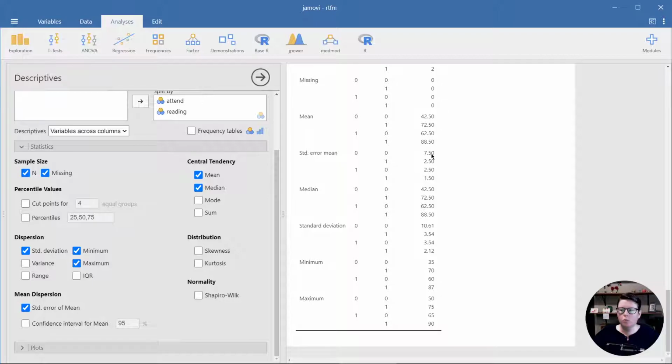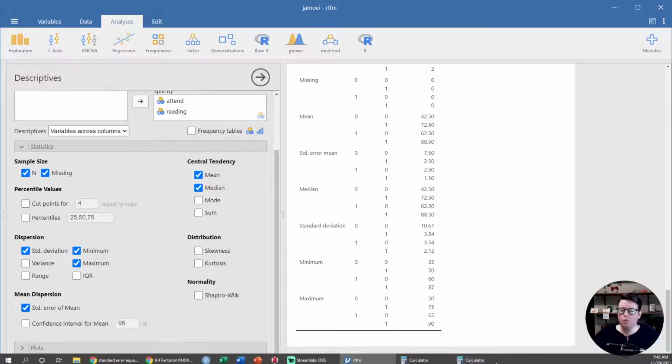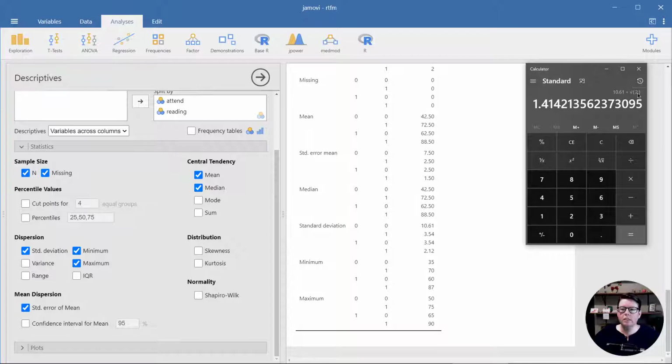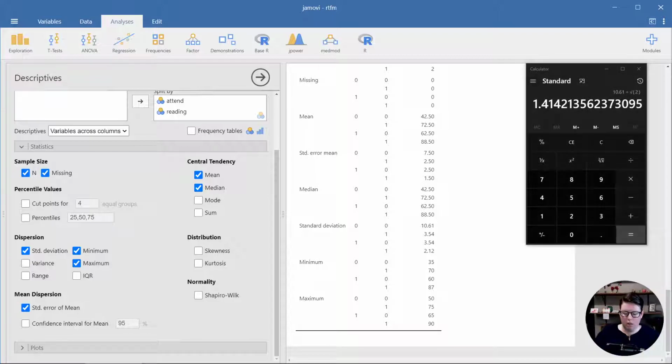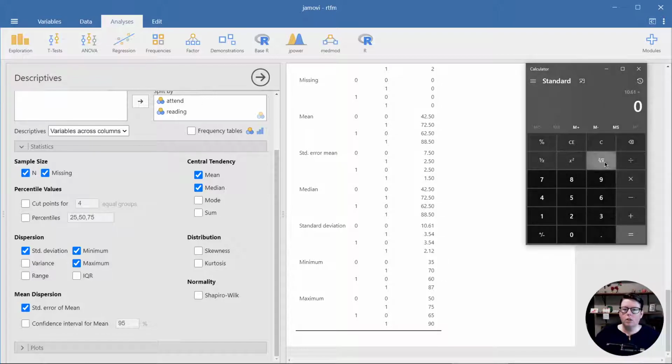10.61 should be 7.5. Am I still doing 10.61 divided by the square root of 2? It should be higher than this, so something's wrong. Let's see. Let's just do this. What's the square root of 2?